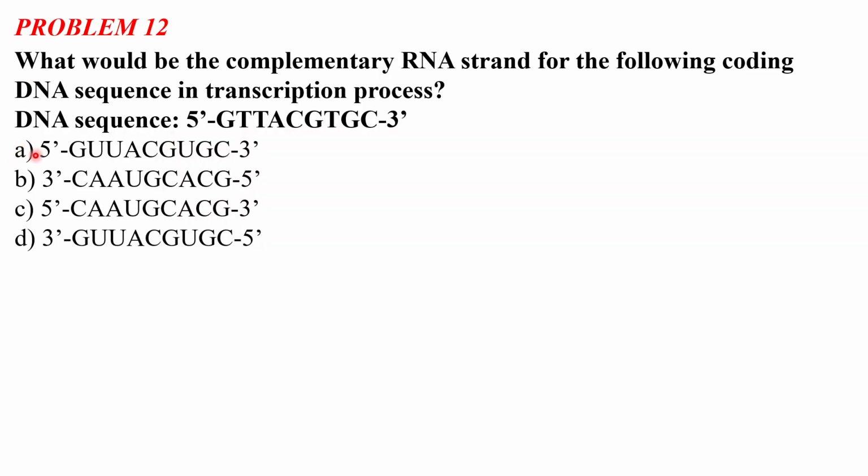Your options are: A, 5' GUUACGUGC 3'; B, 3' CAAUGCACG 5'; C, 5' CAAUGCACG 3'; D, 3' GUUACGUGC 5'. So what will be the complementary RNA strand for the coding DNA sequence given, in the transcription process?